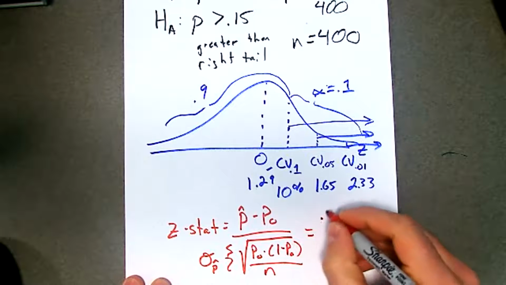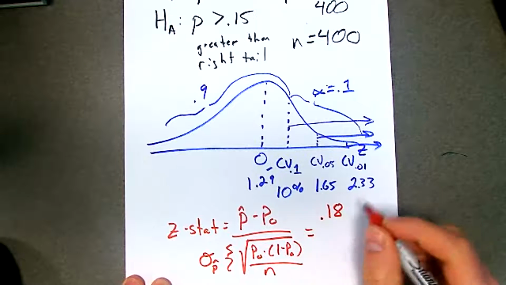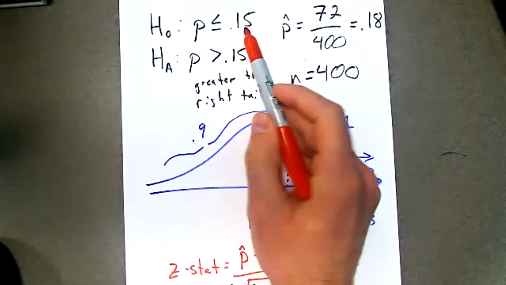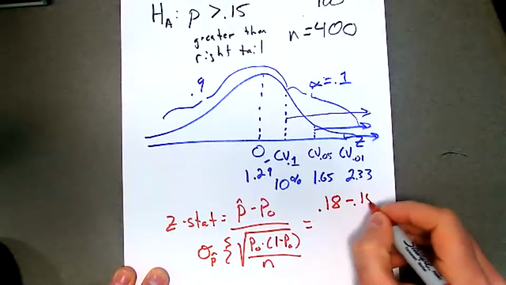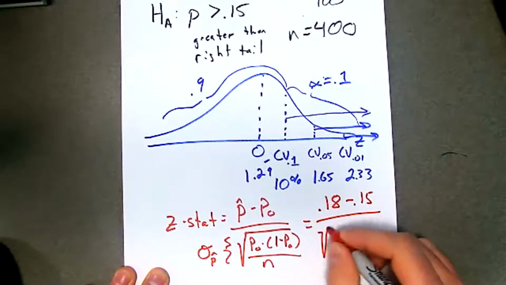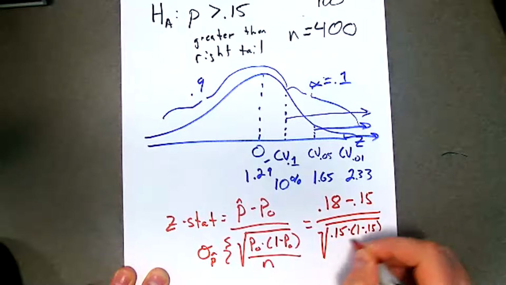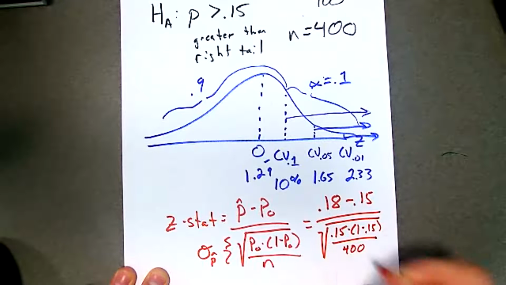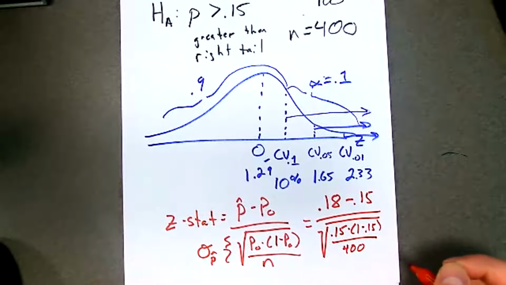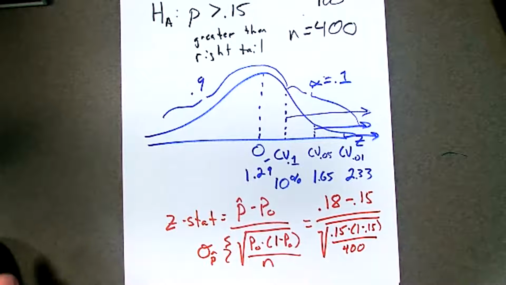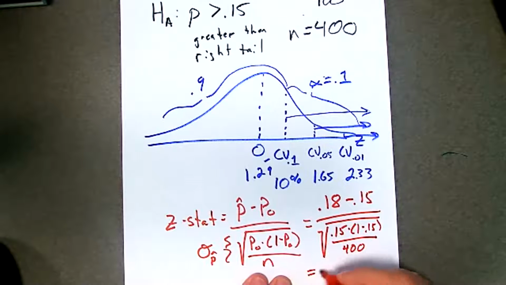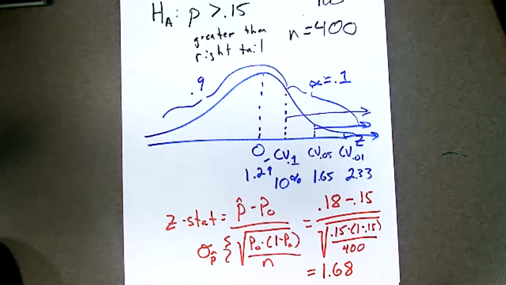So our sample proportion was 0.18. Our assumed true proportion comes from the null and alternative hypothesis, so 0.15, divided by the square root of 0.15 times 1 minus 0.15, over that sample size of 400. Okay. I think, if I remember right, this is 1.68 if we enter that into our calculator.